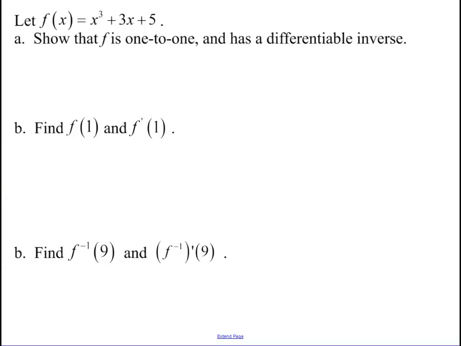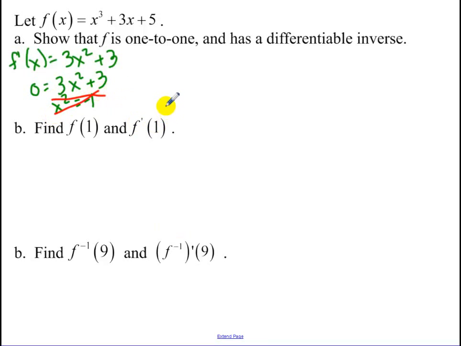Our next example. We want to show that our function is 1 to 1 and has a differentiable inverse. So we're going to use that theorem that we were just talking about. Let's look at the derivative of our function. That's the derivative of the function. Now I need to show that this is always positive, so I set it equal to 0. I eventually get x squared equal to negative 1. X squared can't be equal to negative 1.